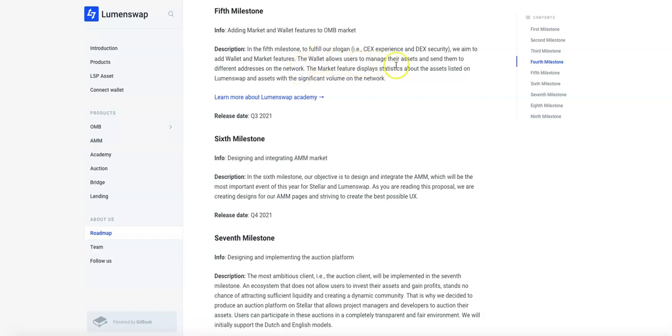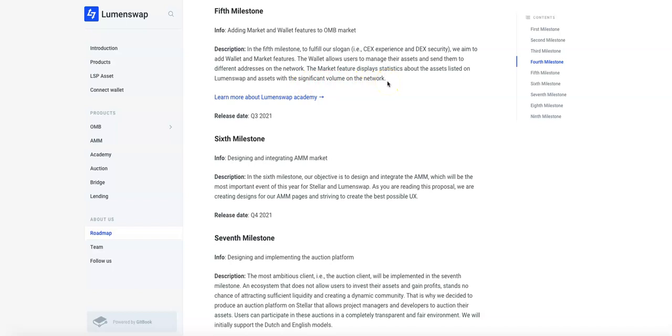So it will allow us to manage our assets and send them to different addresses on the Stellar network, which is fabulous. So you can send from centralized exchanges straight into your Lumenswap wallet, from your Lumenswap wallet to decentralized exchanges or to centralized exchanges, or indeed to other addresses. It doesn't matter whether it's a friend, family, etc. Brilliant, brilliant. This was something I was very, very excited about. And again, this is being built out as I speak. The market feature displays statistics about the assets listed on Lumenswap and the assets with significant volume on the network.